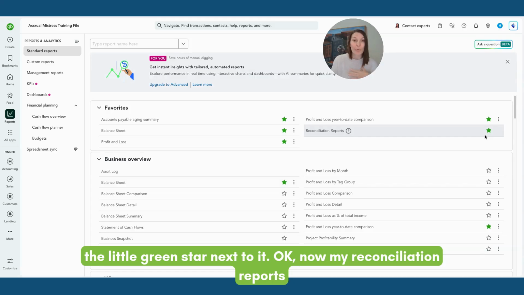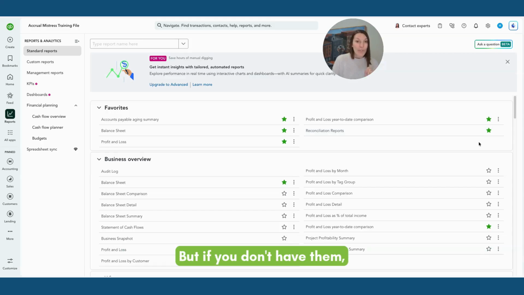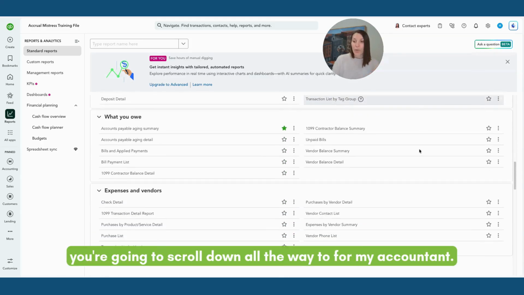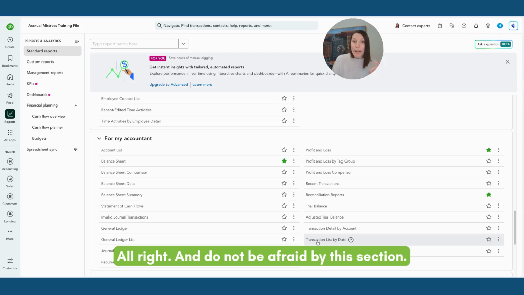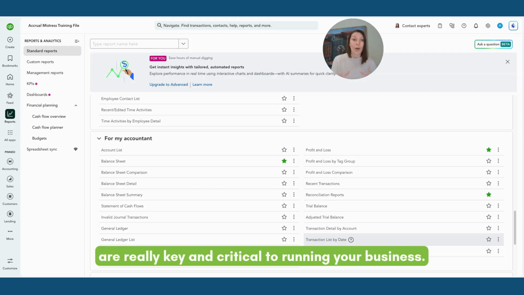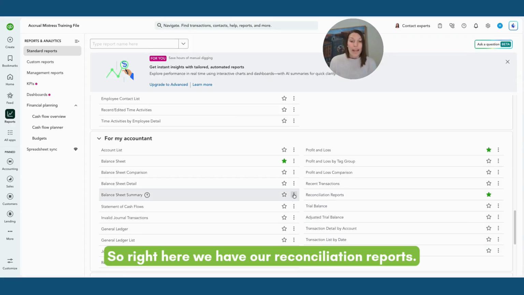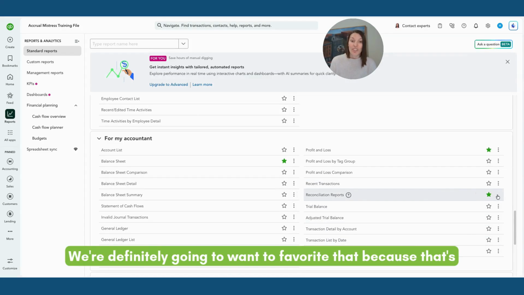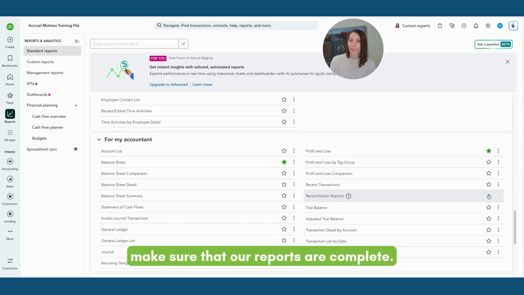Now, my reconciliation reports are already favorited because I rely on these constantly. But if you don't have them, you're going to scroll down all the way to For My Accountant, all right? And do not be afraid by this section. This section contains a lot of reports that are really key and critical to running your business. Don't overlook it if you're not an accountant. So right here we have our reconciliation reports. We're definitely going to want to favorite that because that's something that we're going to end up using to make sure that our reports are complete.